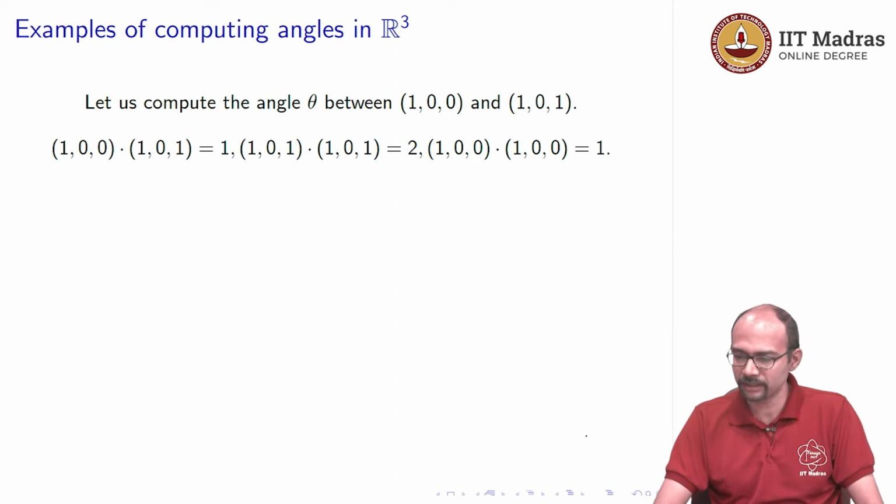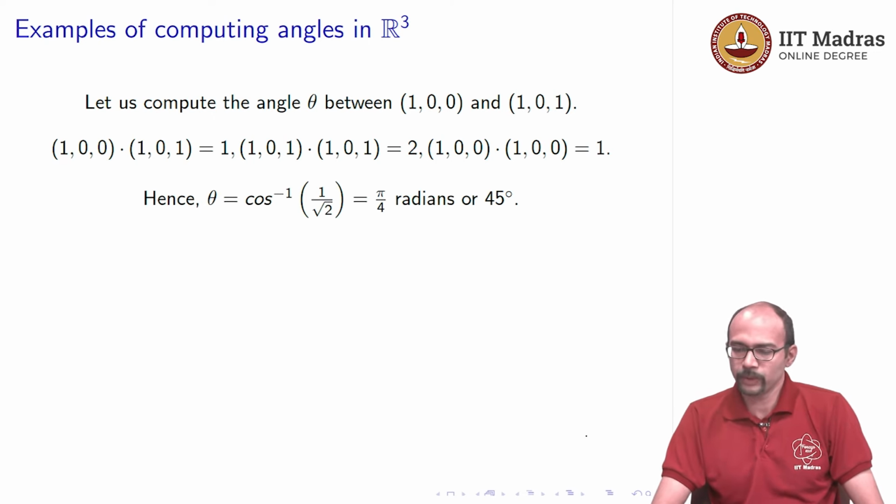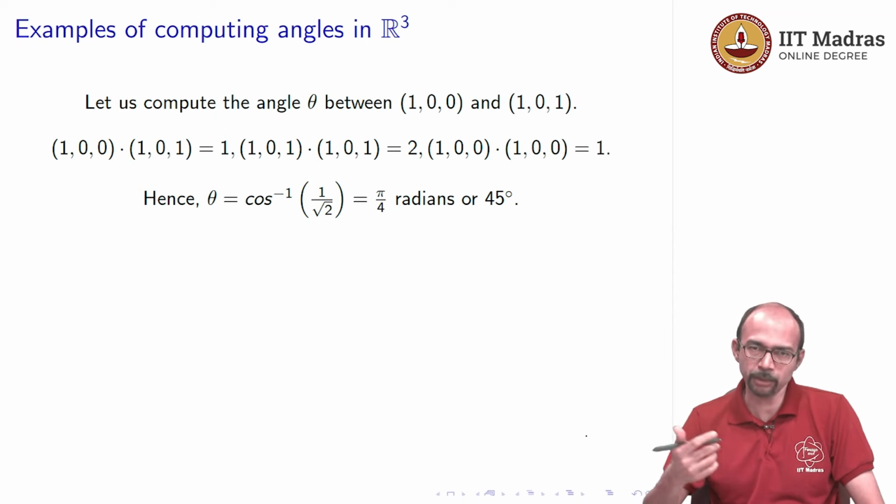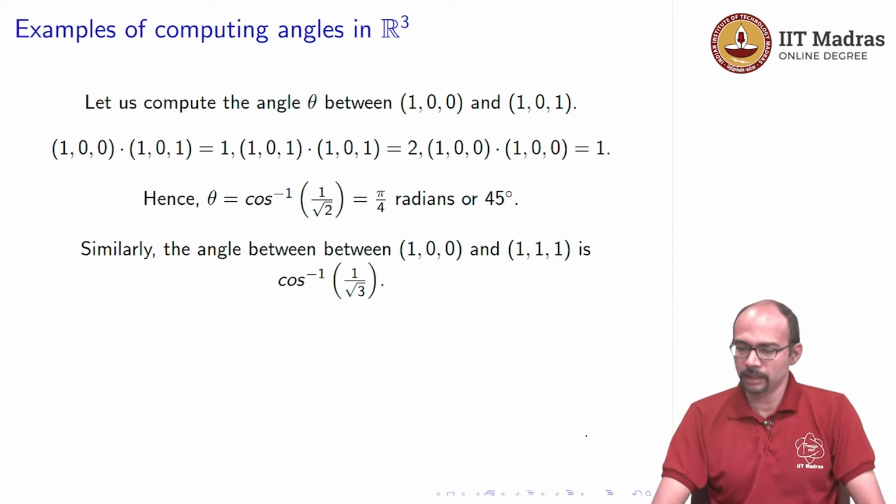So, let us see if the answer that we get by doing that computation is the same. 100 dot 101 is 1, 101 dot 101 is 2, 100 dot 100 is 1, and so we get theta is cosine inverse of 1 by root of 2 times 1, which is root 2, which is, as we know, pi by 4 radians or 45 degrees. So, this last thing is something we are getting from a cosine table. You can look those up.